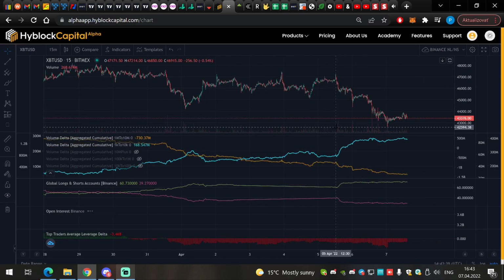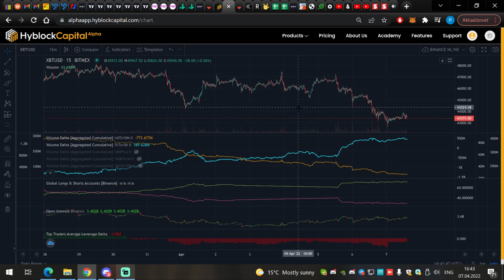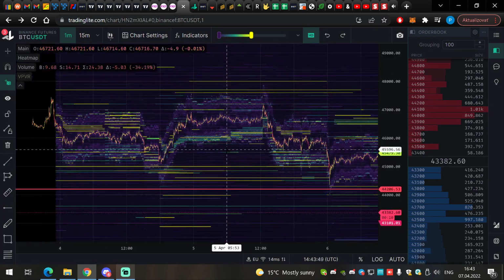Hyblock is super useful. This is only part of the tools I use from Hyblock. We use liquidation levels as well. I really recommend Hyblock, and if you want to learn it, you can join our group and you will learn it for sure. Anyway, we can seal the talk with Tradinglite.